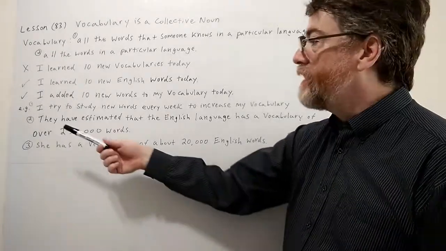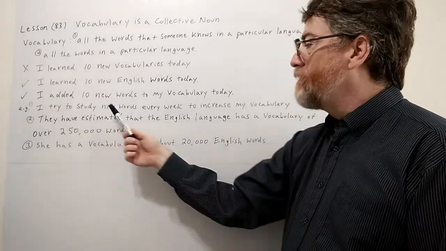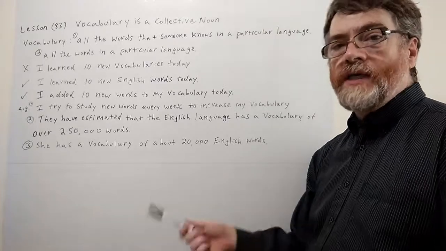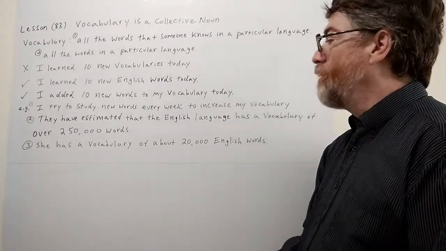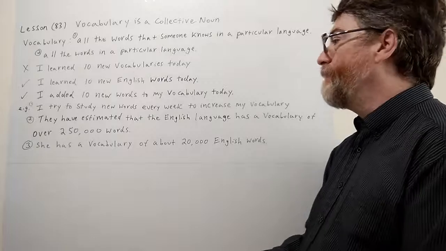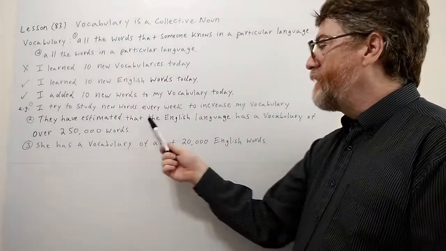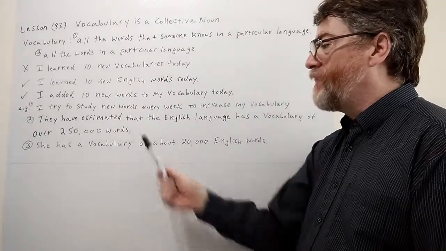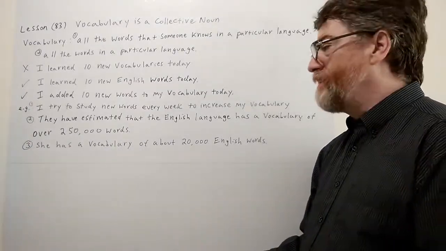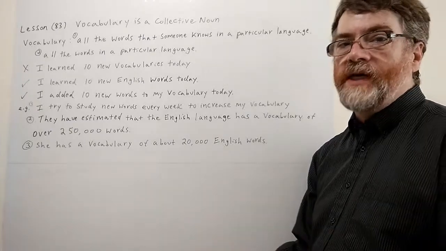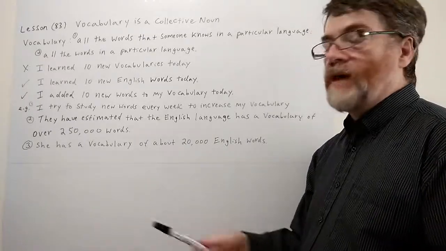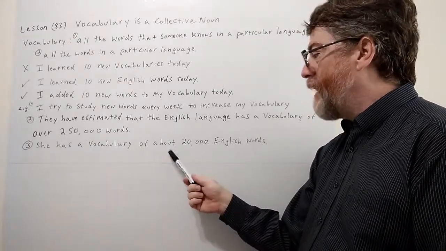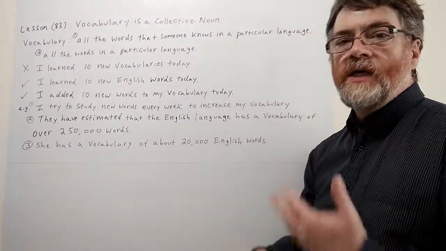We have a couple of example sentences here. I try to study new words every day to increase my vocabulary. Or you could say to build up your vocabulary, or to add to your vocabulary. They have estimated that the English language has a vocabulary of over 250,000 words. It's impossible to say the exact number, but they know it's probably at least that, maybe even a lot more. Or again, here you could say she has a vocabulary of about 20,000 English words.